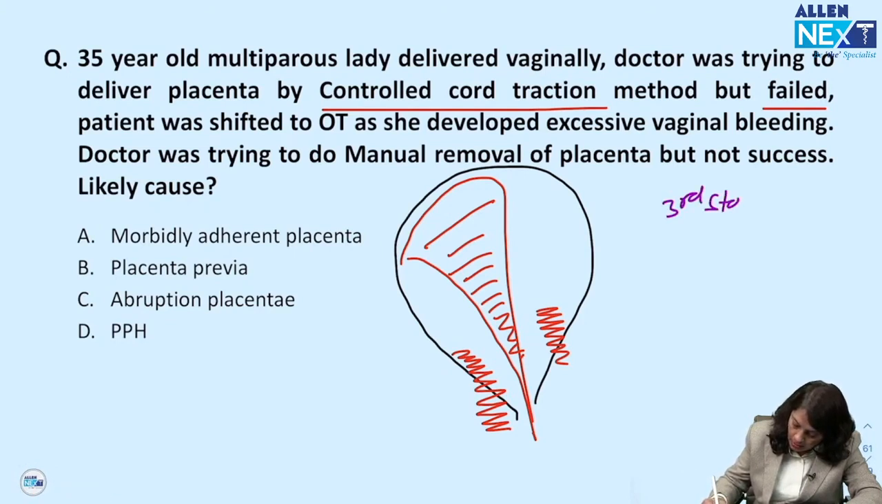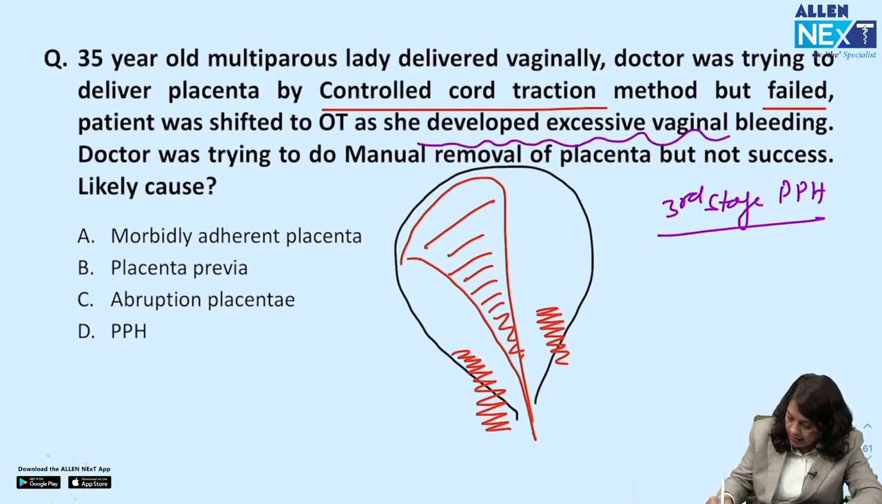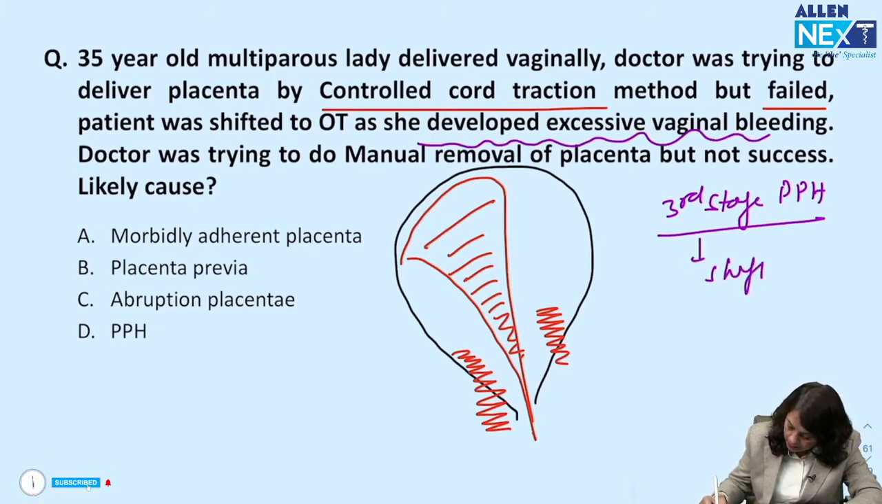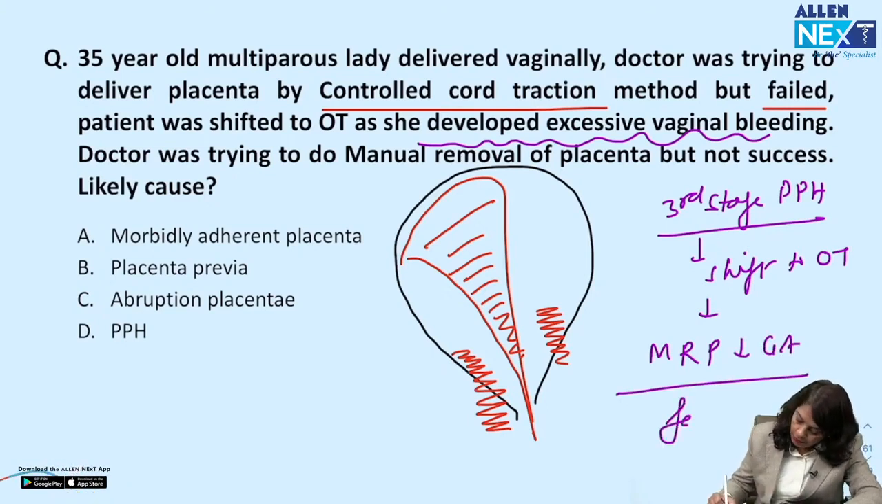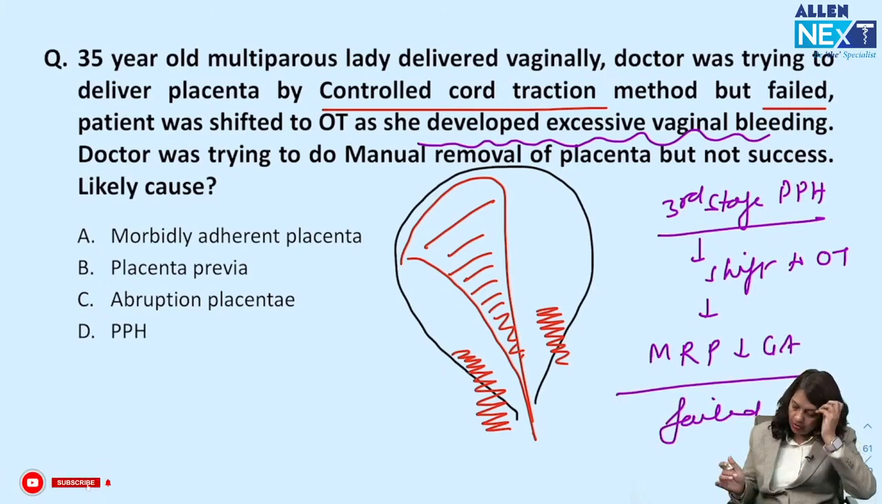This is now 3rd stage PPH because she has developed excessive bleeding. So she is shifted to OT, where the doctor performed manual removal of placenta under GA but failed. So what can be the cause?